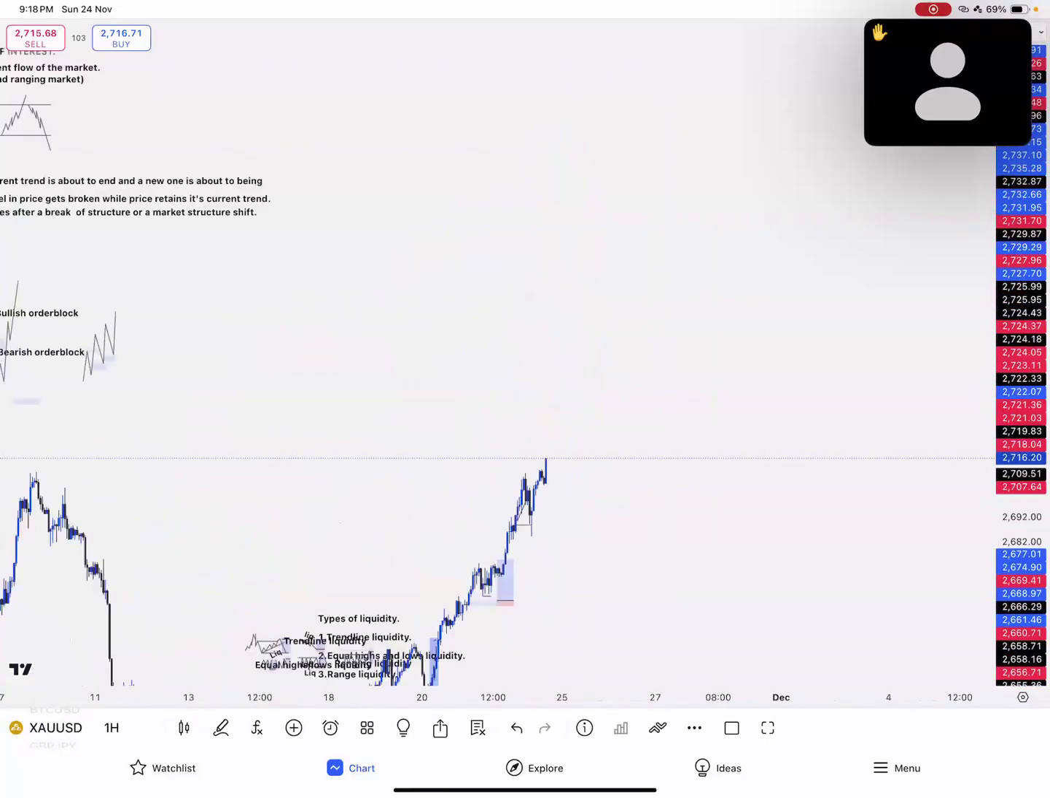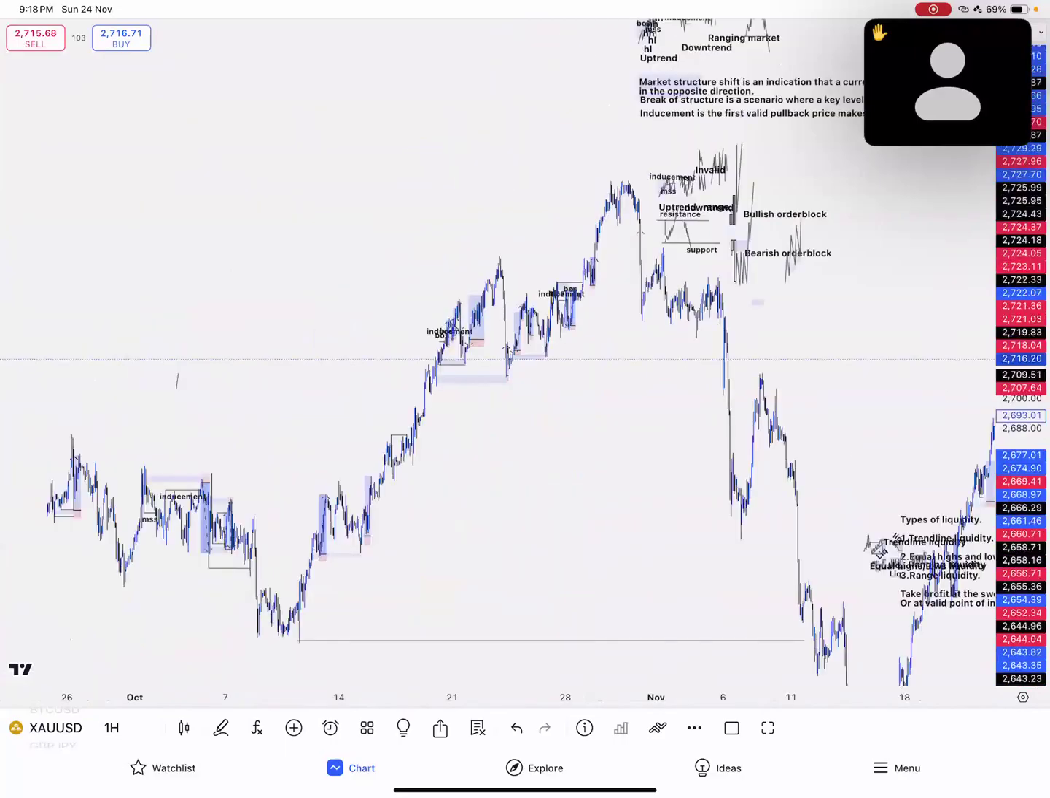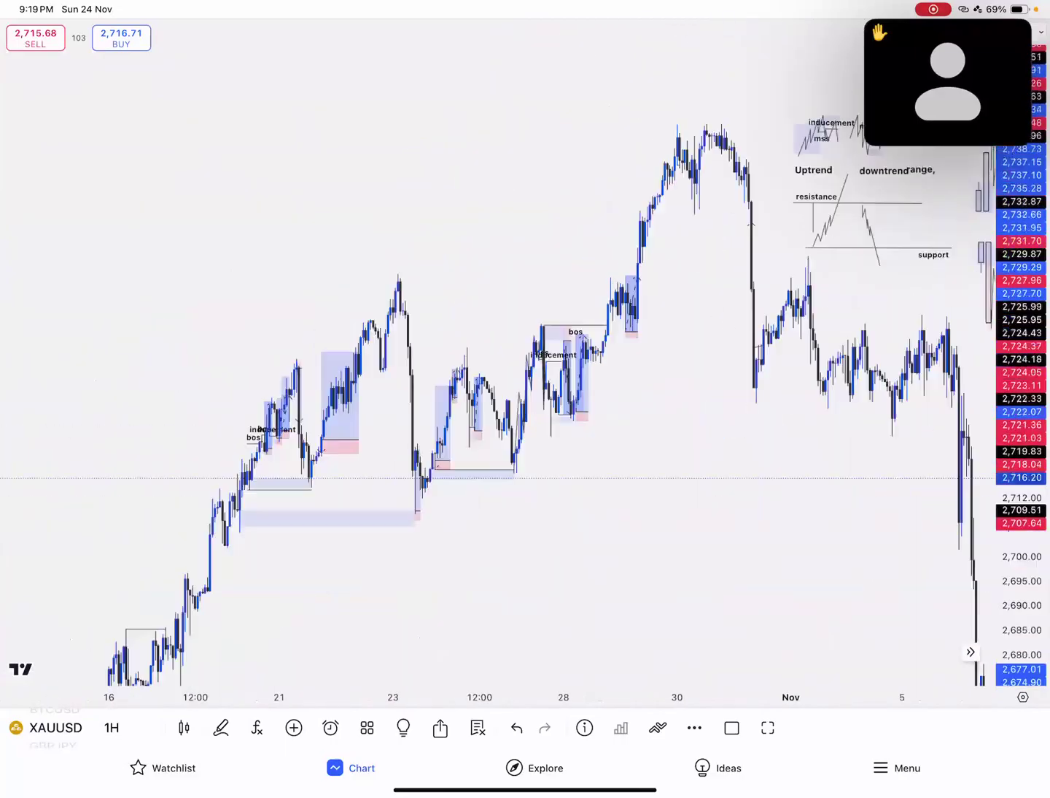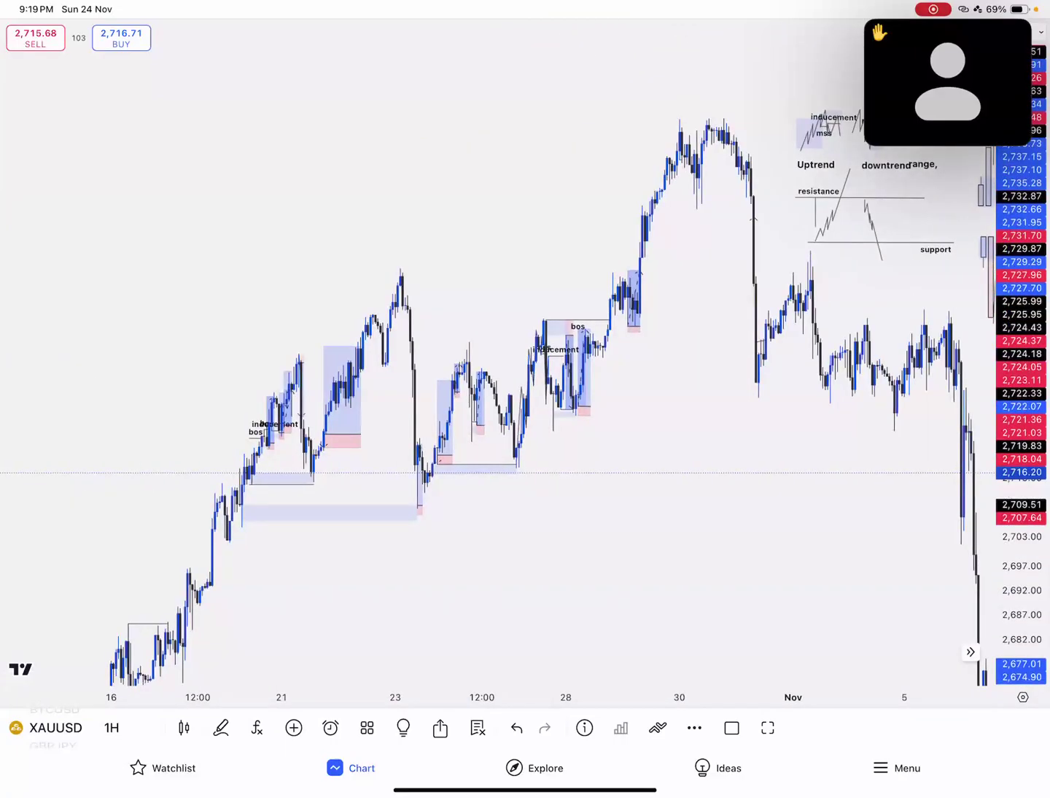Move to your left, yeah. This is what I'm looking for. See this higher high that has been broken. Yeah, this is what I'm trying to show you. Do you see this? Here. You see, the market is on an uptrend. Yes, that's what I'm trying to show you.